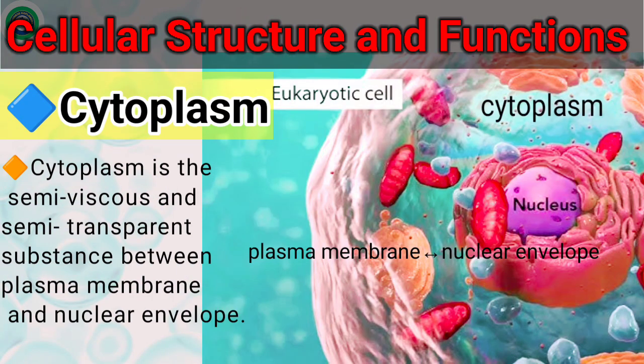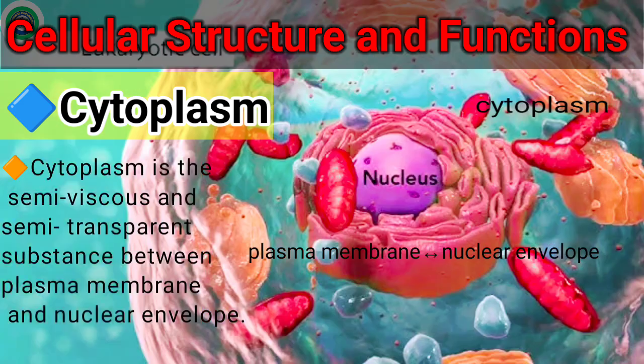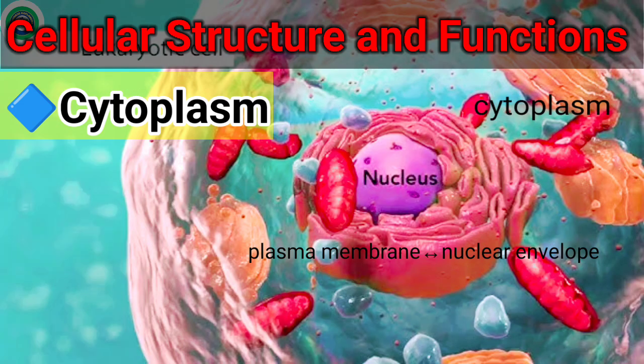Cytoplasm. Cytoplasm is the semi-viscous and semi-transparent substance between the plasma membrane and nuclear envelope. Inside the cytoplasm, various cellular organelles are present, which perform various cellular functions.